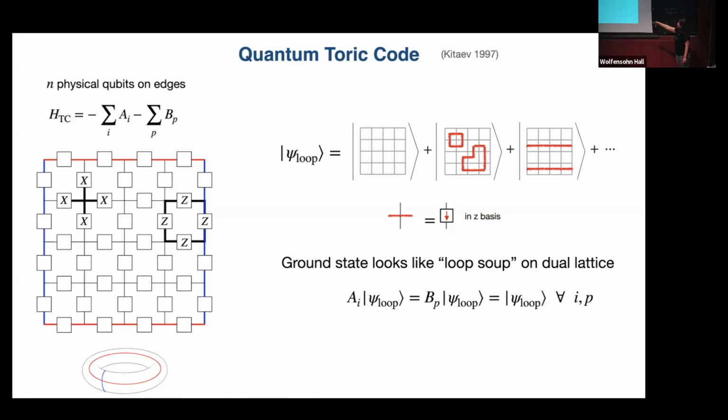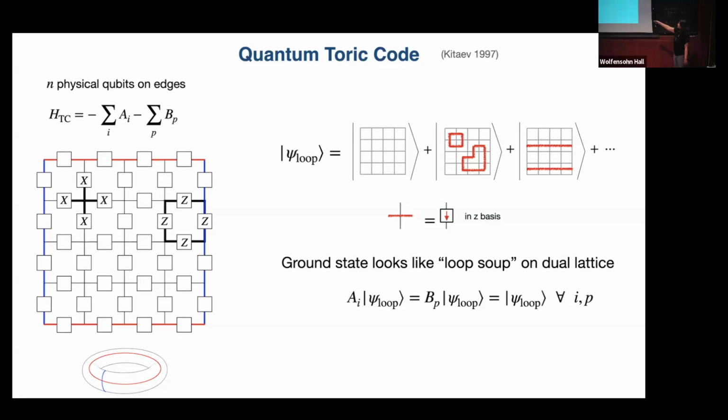Now, to make the X's happy, I want a +1 eigenstate of every X check. So I start with this empty state, and I start acting on it with the X check. Acting on it with the X check will flip spins acted on by those 4 checks, which is a loop on the dual lattice. So by the time I act with all possible combinations of these X checks to build up a +1 eigenstate of all those checks, my ground state looks like a loop soup in this dual lattice.